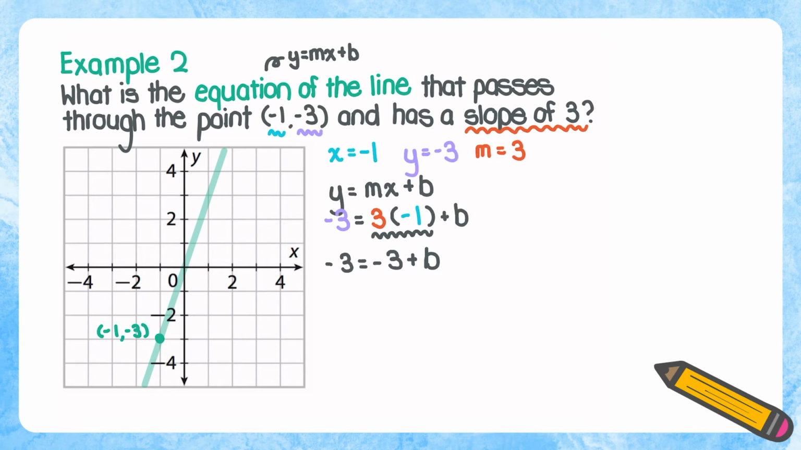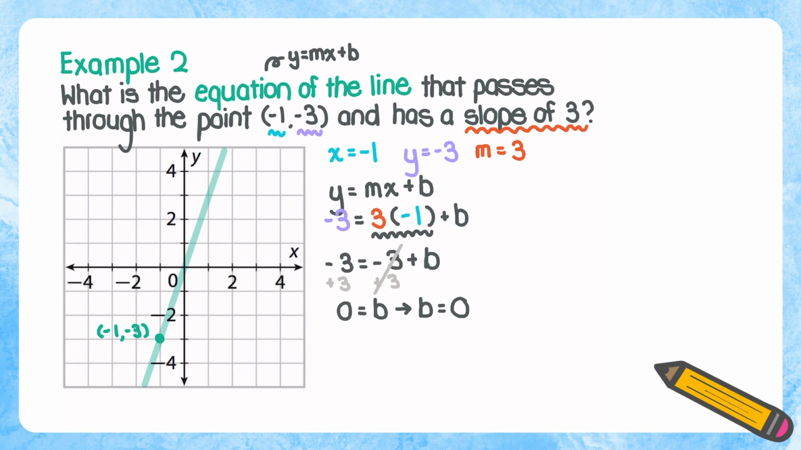And my next question is, how do I isolate b? How do I solve for b? Well, I'm going to remove this -3 by adding 3 to both sides. This is going to cancel out, so b is by itself. On the left side, -3 plus 3 equals 0. So I have 0 = b, or rewritten, b = 0.